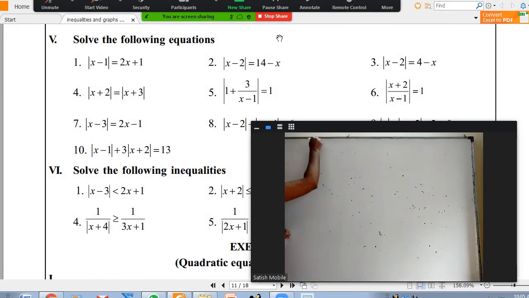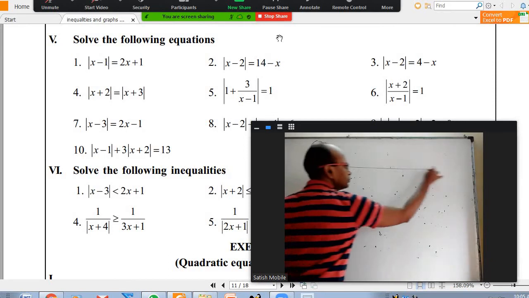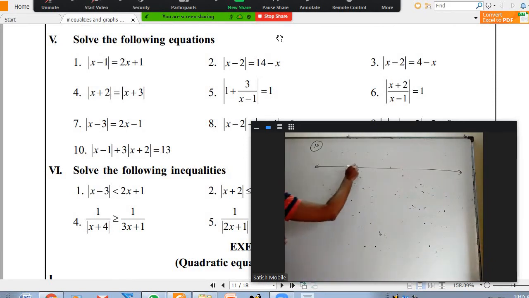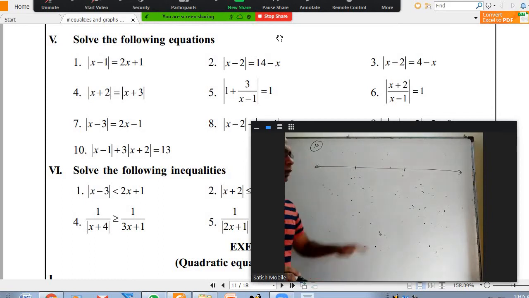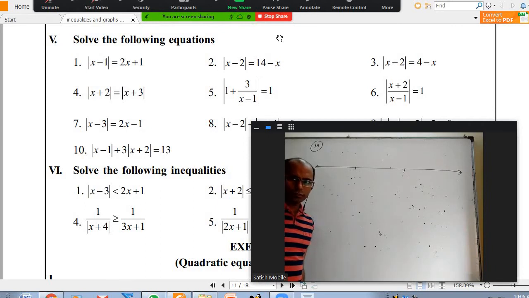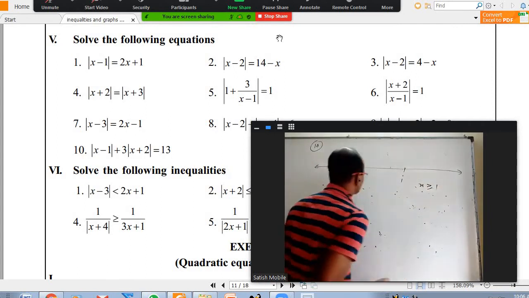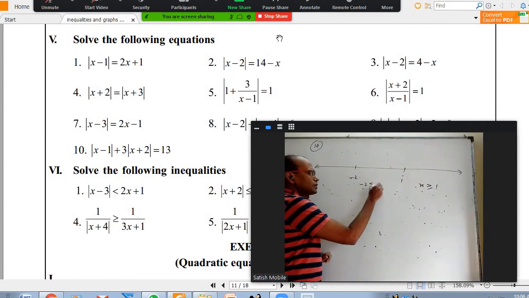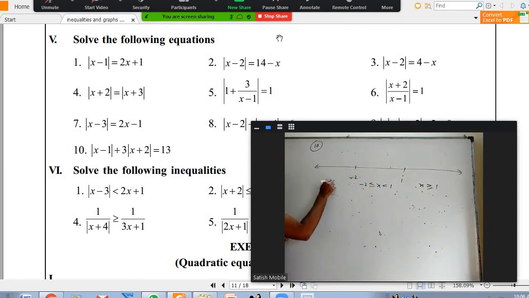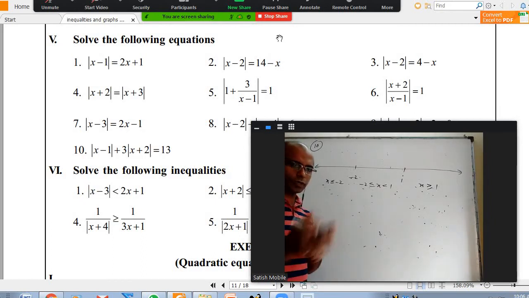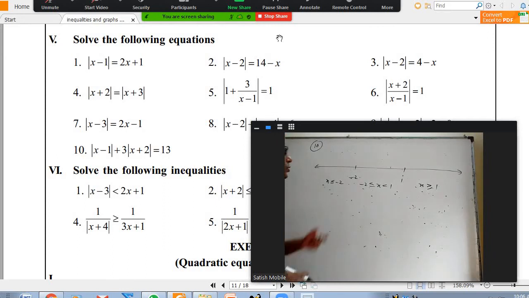Okay, 10th one. Namrata, what are the two numbers that I need to worry especially on the number line for this question? 1 and minus 2, sir. Yes, minus 2 and 1. Here I want to take x greater than or equal to 1. Here I want to take minus 2 less than or equal to x less than 1. Here I want to take x less than or equal to minus 2. Because mod x minus 1 is 0 at 1. After 1 and before 1, it will change the sign. Mod x plus 2 is 0 at minus 2.